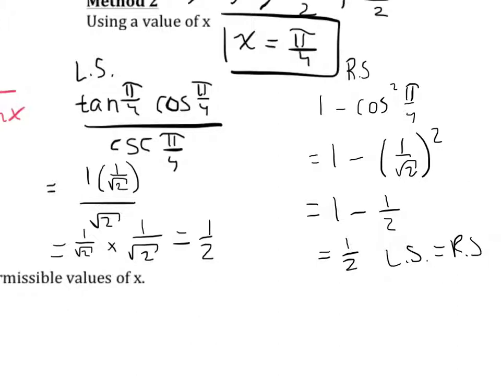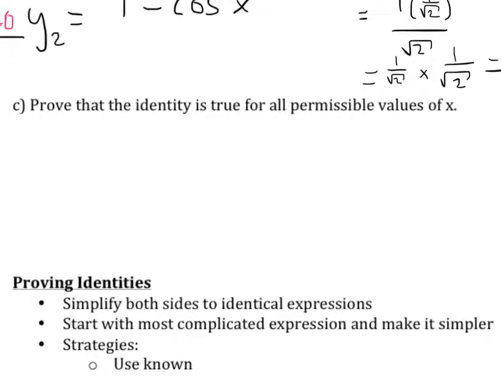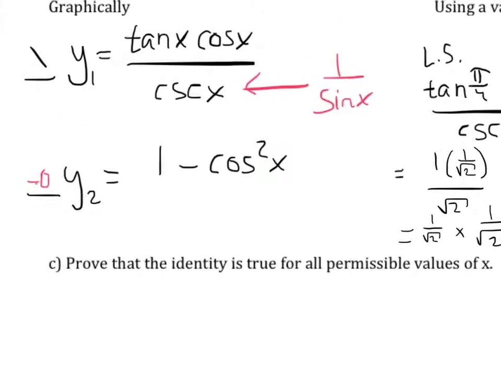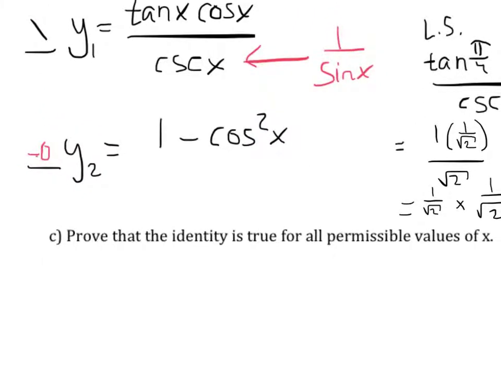Now this of course doesn't prove anything. I have to prove it algebraically, but what it does do is suggest that a proof is worth my time. So let's try proving this. Proving it means that we need to algebraically change one side to look like the other, or change both of them so that they look like the other. So let's start over here. Let's start with our left side, because to me it looks the most complicated.